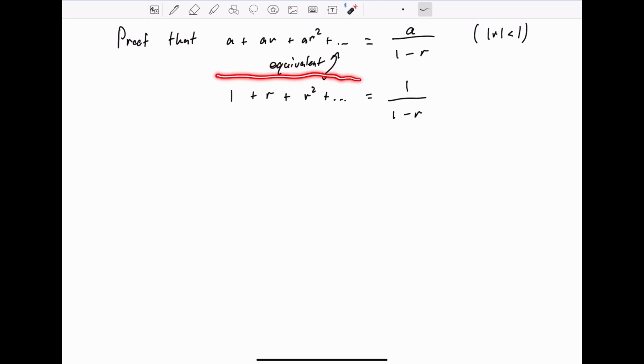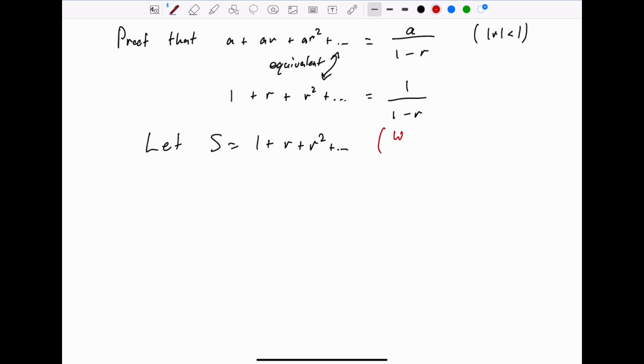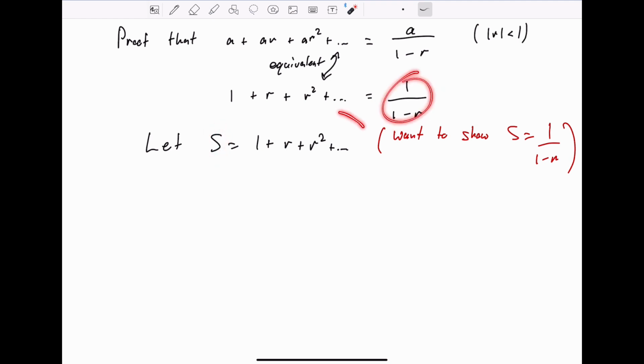Let's start by calling this sum just s. So we're going to start by letting s equal 1 plus r plus r squared, etc. I'm not assuming anything about s at the moment. I'm just defining s to be this value. And what I want to do is show that s turns out to be equal to the other side of the equation, 1 over 1 minus r. So I want to show that s equals 1 over 1 minus r. If I can prove that s equals 1 over 1 minus r, well, then I've proved that these two things are the same, and that's what I'm trying to do. How do I get there?